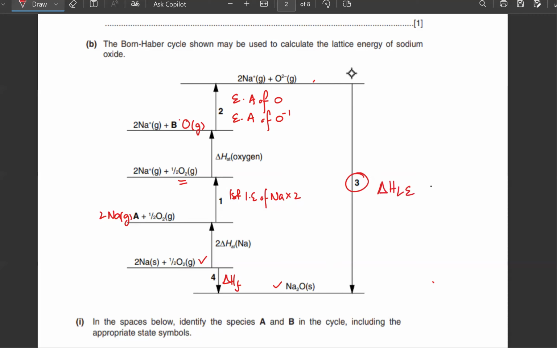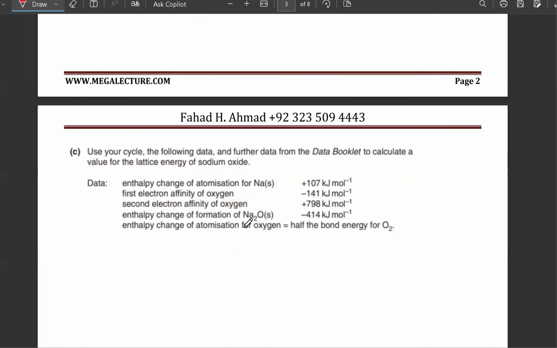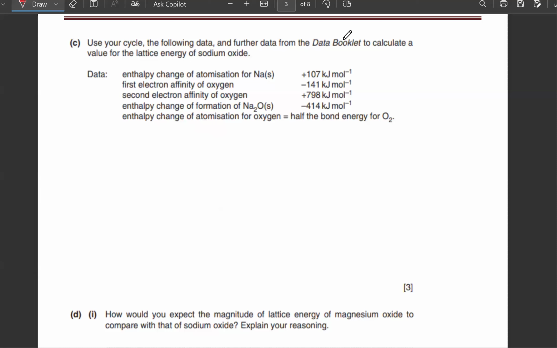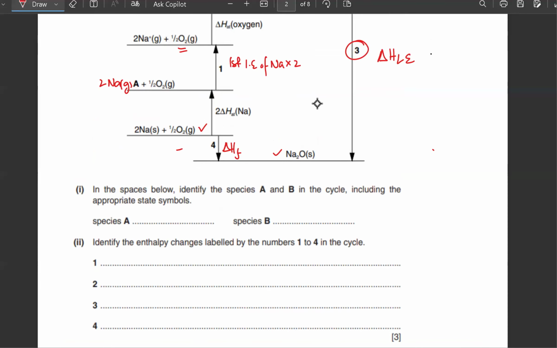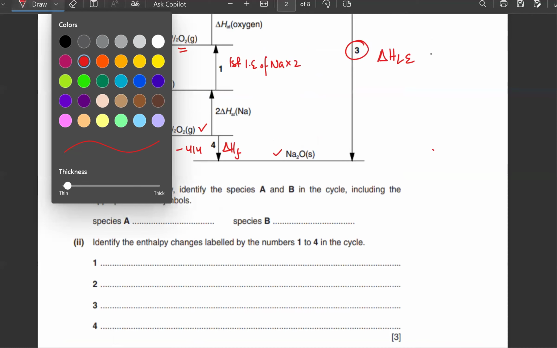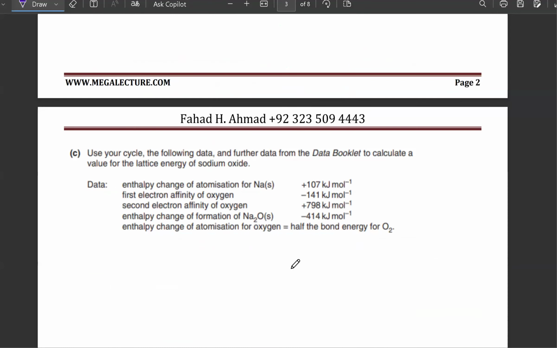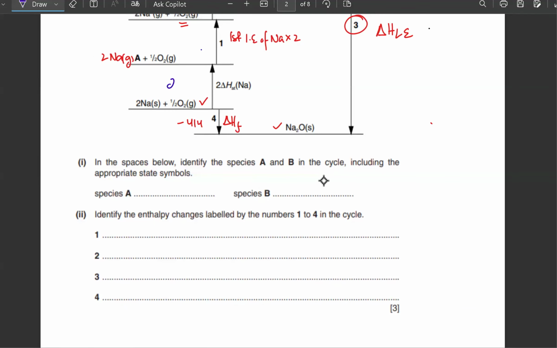Okay, so in this question, they were just asking you to label everything. In the next part, they're asking you to use your cycle, the following data and further data from the data booklet to calculate a value for the lattice energy of sodium oxide. So we're going to try and do this. Enthalpy of formation is given, that's minus 414. So I'm just going to plug in values. The enthalpy of atomization of Na is also given, that's 107, so that's 2 times 107.